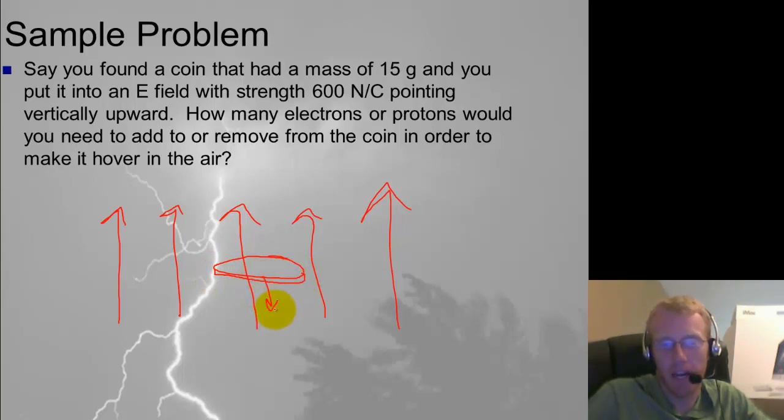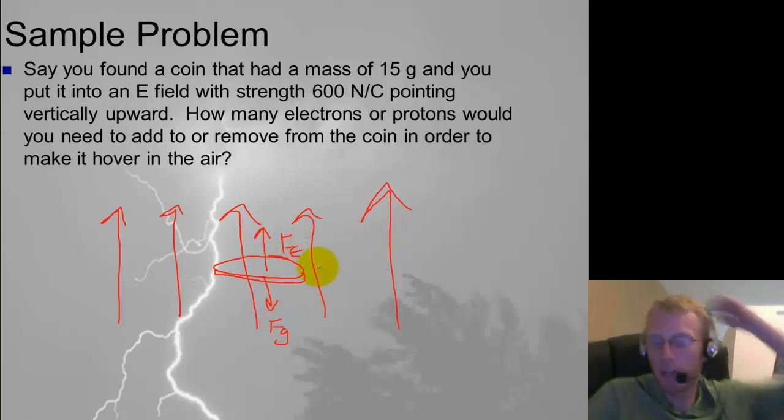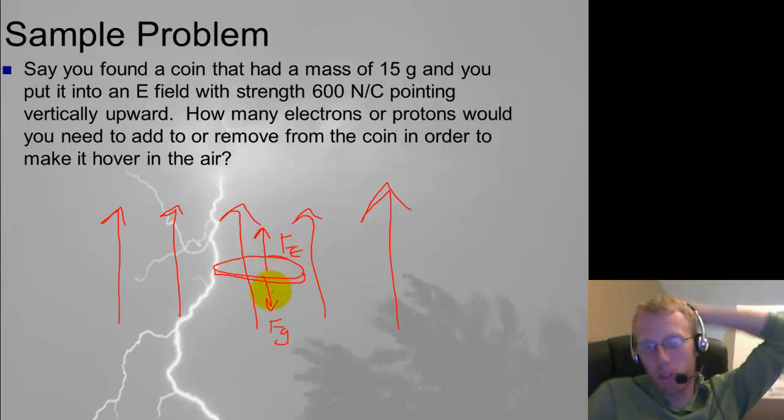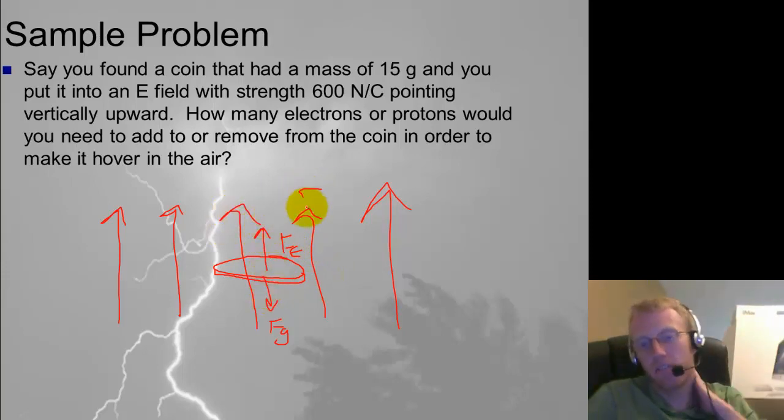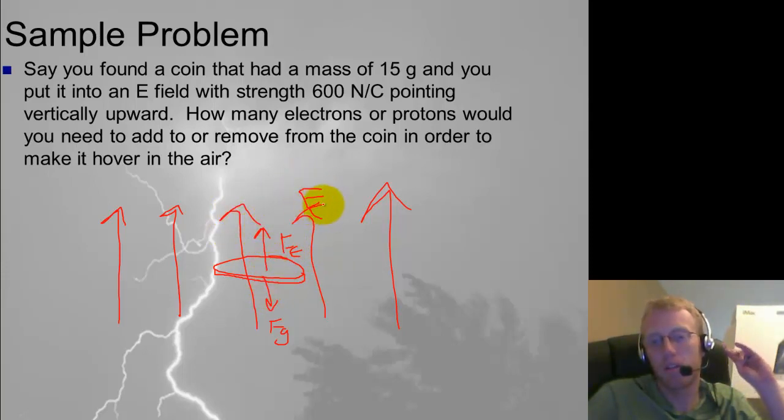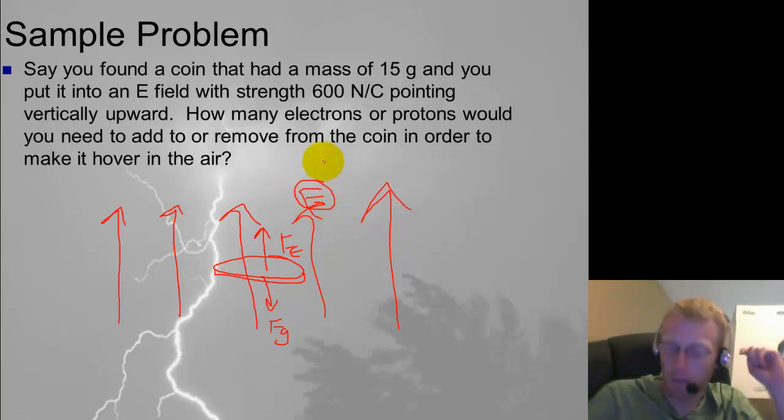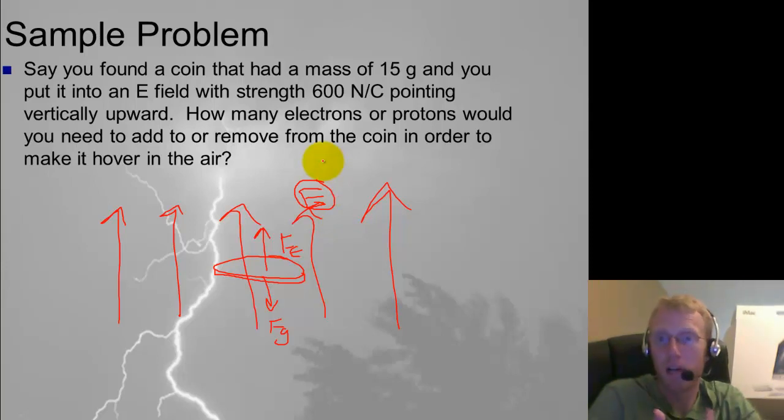Okay, so it's going to have the force of gravity downward on it, and in order to hover, it's going to need a force electric pointing upward. We want the electric force to point the same direction as the electric field. So this right here is the electric field pointing upward. Remember, the E field points the same direction as the force for a positive charge. So we need this charge to be positive.